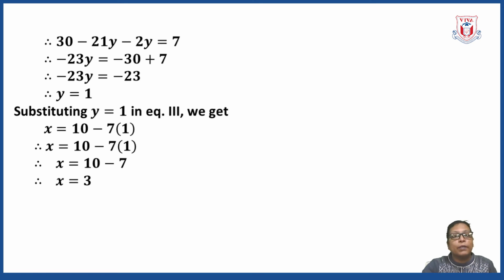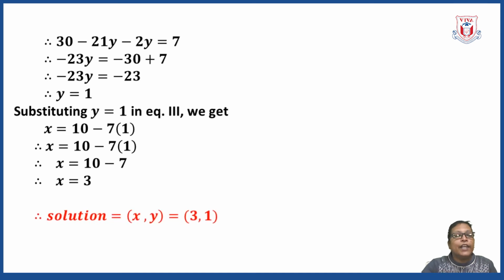What was equation number 3? x is equal to 10 minus 7y. So in place of y we wrote 1. You can see that 1 is written in the bracket, and therefore x is equal to 10 minus 7, x is equal to 3. In this way we got the value of both the variables x and y.